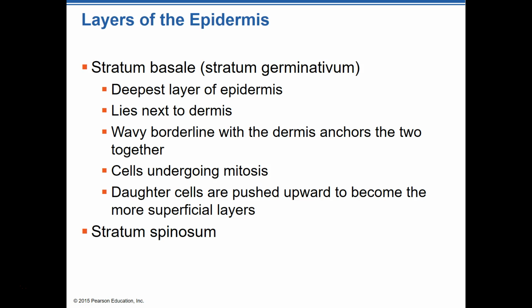All right? So right here in that basal layer, in the germination layer, is where those cells are being created. Daughter cells are then pushed upward, and they eventually become more superficial layers. So as we wear cells off of the surface of our skin, new cells are created from the bottom.